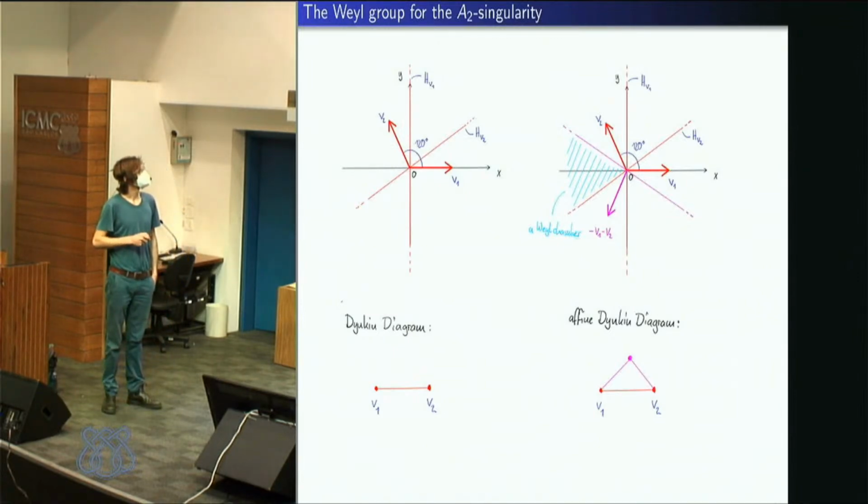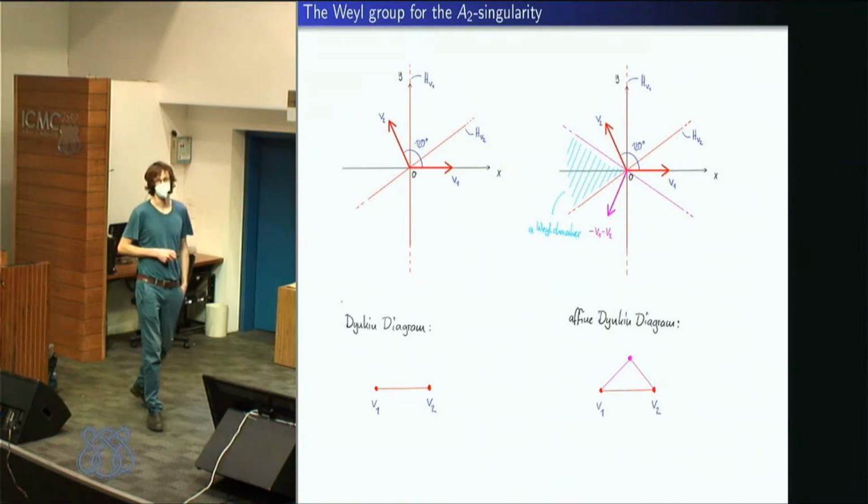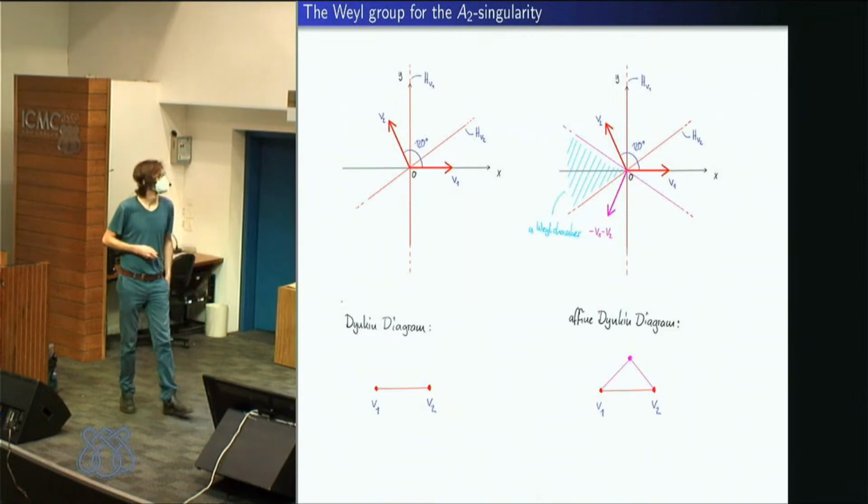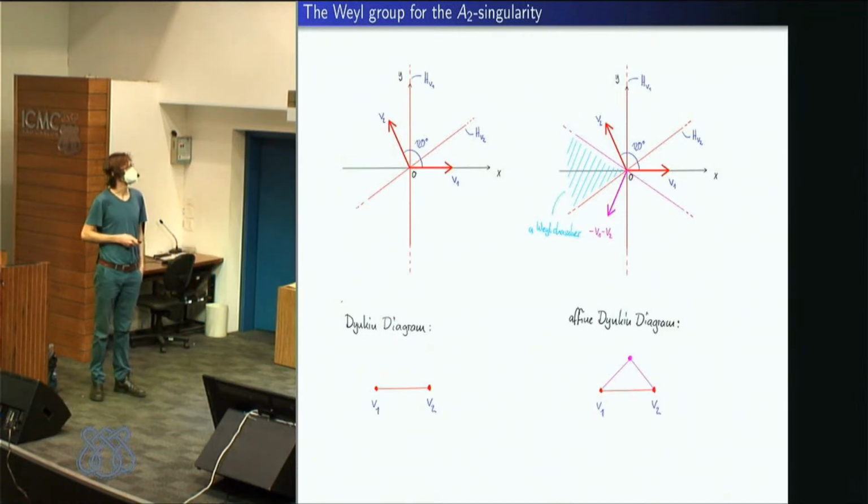So as for the Dynkin diagrams, here you have chosen two simple positive roots, and according to this relative angle of 120 degrees, they are joined by an edge. So the Dynkin diagram looks rather simple, but you could have also chosen this root, and if you put all of the simple roots together, then you get the so-called affine Dynkin diagram or extended Dynkin diagram. This will become important in a minute.